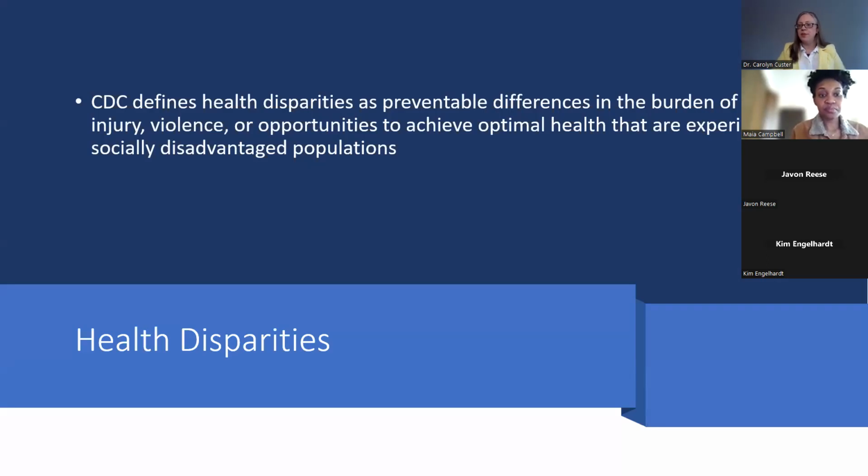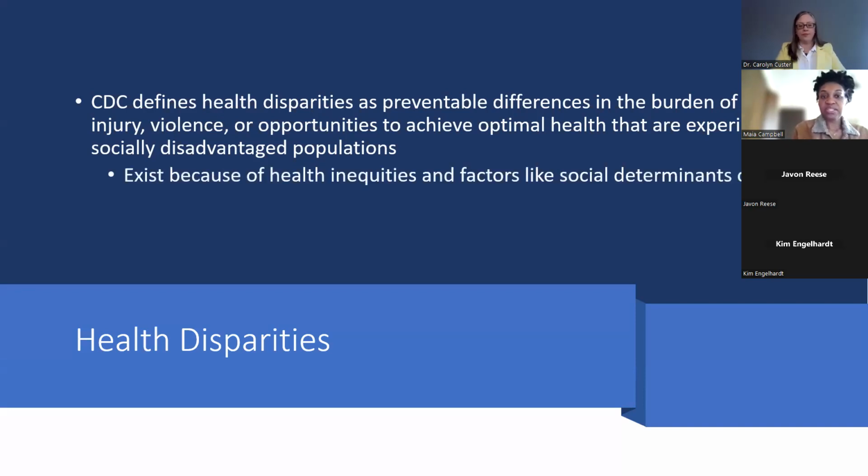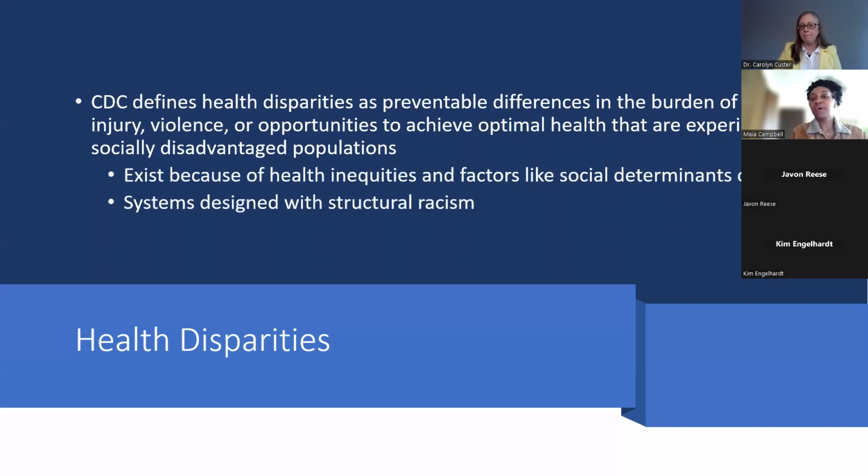So I'm going to turn it over to Maya. Thank you so much. So what are health disparities? The CDC defines health disparities as differences in the burden of disease, injury, violence, or opportunity to achieve optimal health that are experienced by socially disadvantaged populations. They exist because of health inequities and factors like social determinants of health, which we'll get into, and systems designed with structural racism.